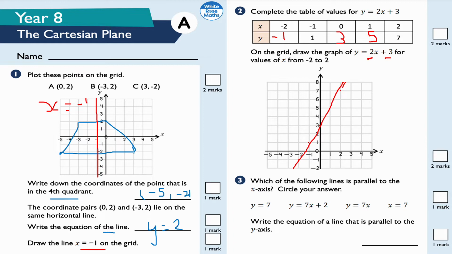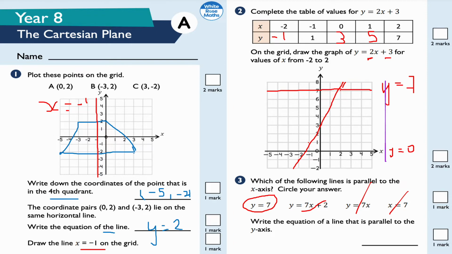Question number 3. Which of the following lines is parallel to the x-axis? Circle your answer. So the x-axis here is the line y equals 0. So this is not parallel. This is not parallel, and this is not parallel. This one is, yes, because y equals 0 and y equals 7 is a horizontal line going through there. So that's the line y equals 7. x equals 7 is a vertical line, so x equals 7 would look something like this, roughly.